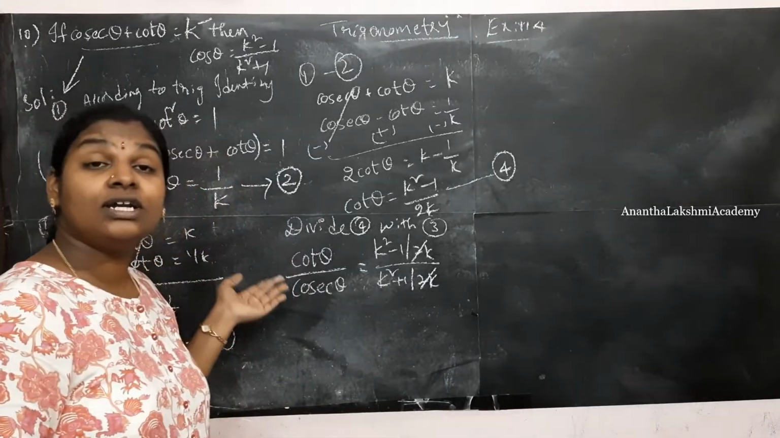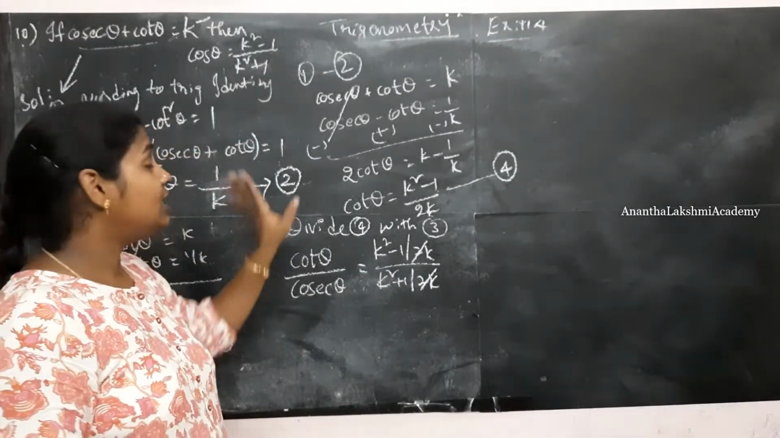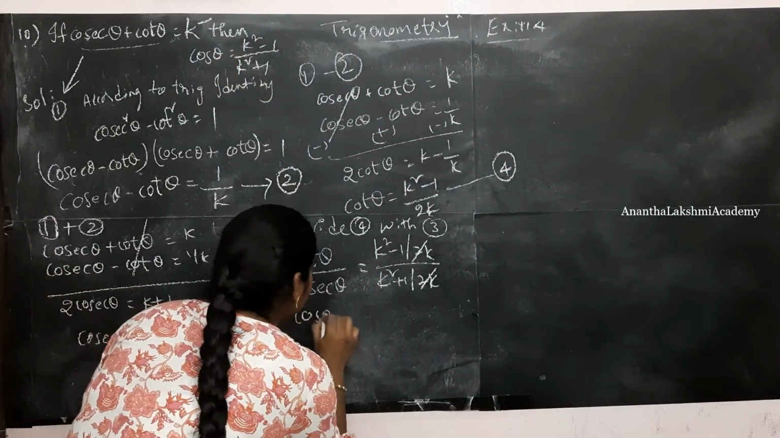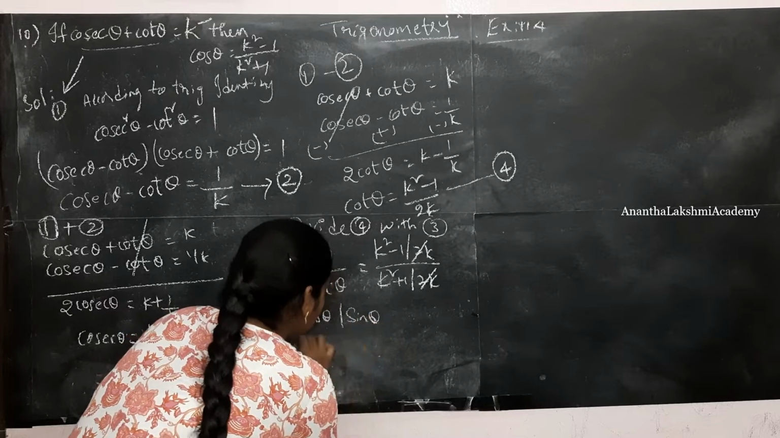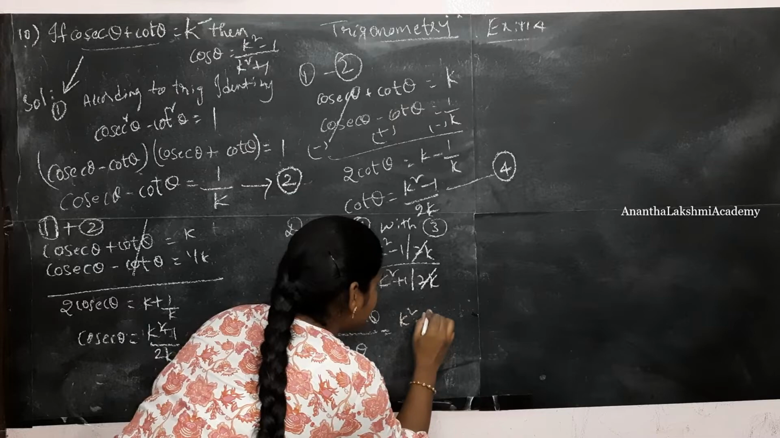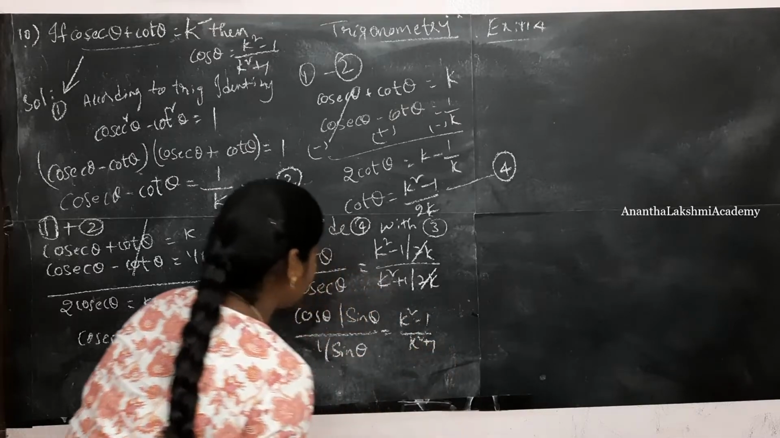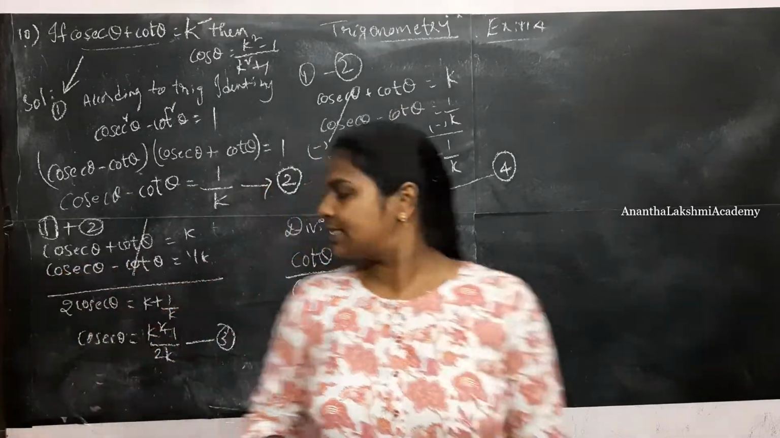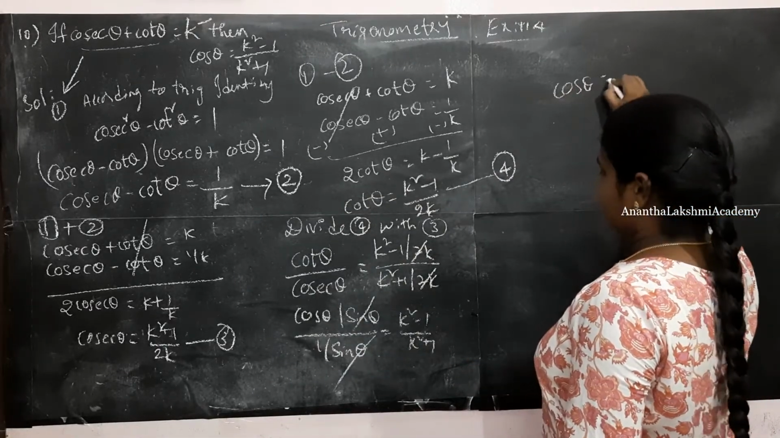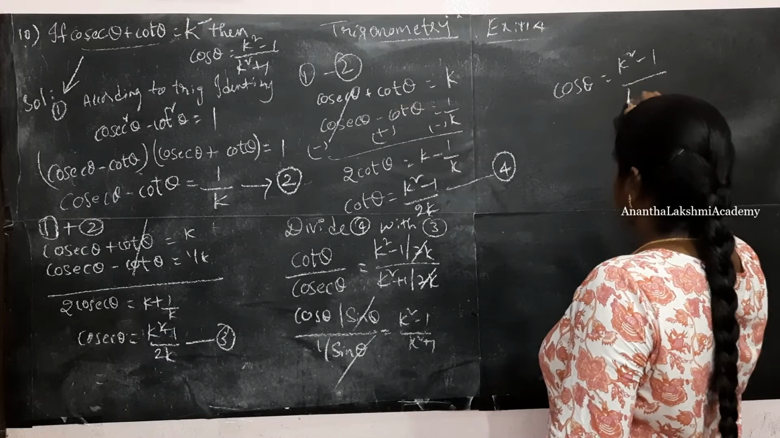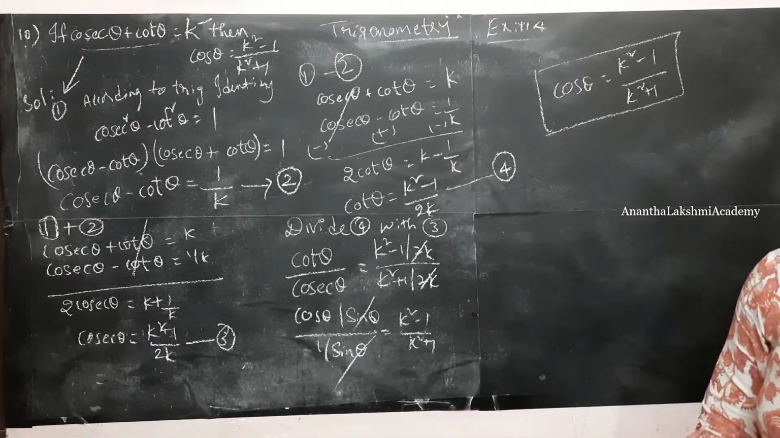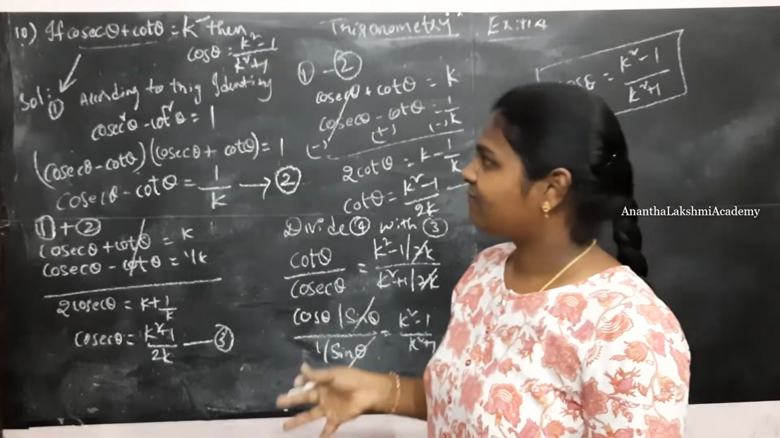Now we have cot and cosecant, but we need it in terms of cos. So let's write it like cos by sine by 1 by sine equal to k square minus 1 by k square plus 1. Sine and sine get cancelled off and we get cos theta is equal to k square minus 1 by k square plus 1. Hence proved.